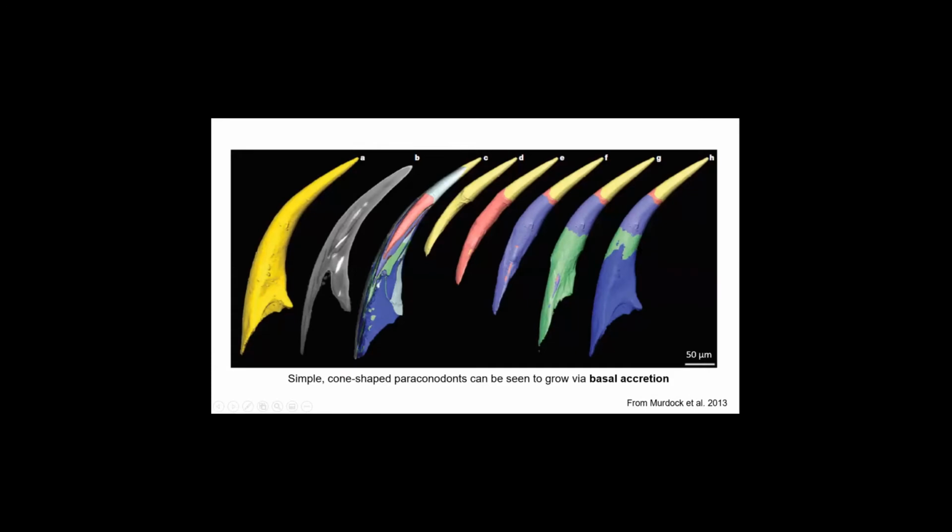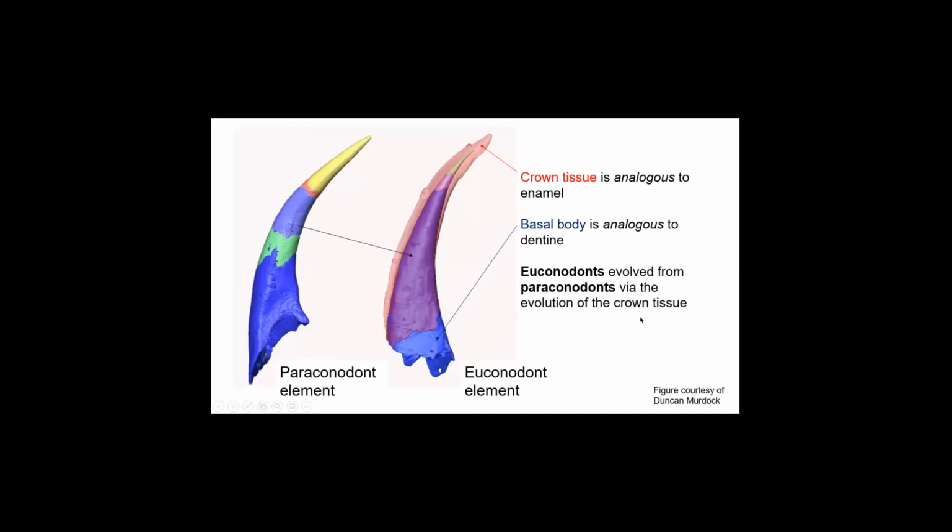The simpler cone-shaped versions of these paraconodonts are really well studied, well understood, and are seen to develop and grow through what we call basal accretion, which, if you look at D to H, is basically just the continual addition of tissue to the base of the structure until it is fully formed. Because of this knowledge, we know that paraconodonts must be directly ancestral to euconodonts, as the structure of a paraconodont element is identical to what we would call a basal body in a euconodont, which you can think of as analogous to dentine.